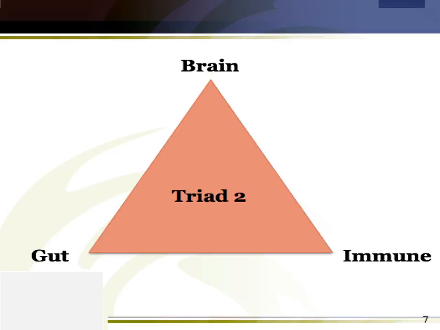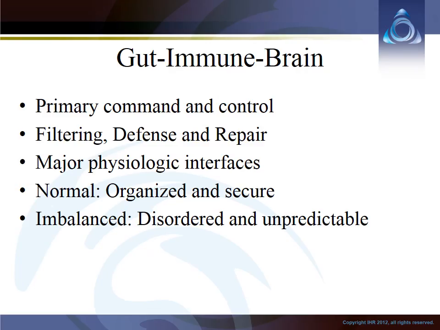So that's a very simple explanation or model of how these systems interrelate, but it's exactly the way in which these three bodily processes interact with each other. So I think of gut immune brain as sort of primary command and control, all of the decision making that goes on in terms of safety and security in the world. It's about filtering, defense, and repair. These are major physiologic interfaces.